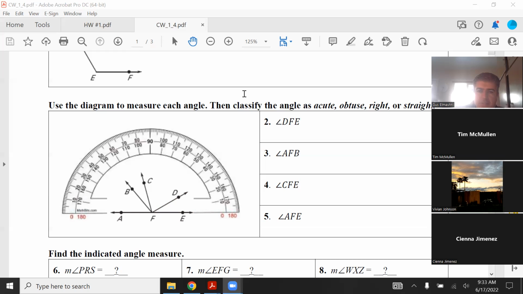Okay, good. I'm seeing some good stuff here. I'm seeing people saying acute, obviously. I'm seeing people saying acute again for AFP and DFE. So good work there.